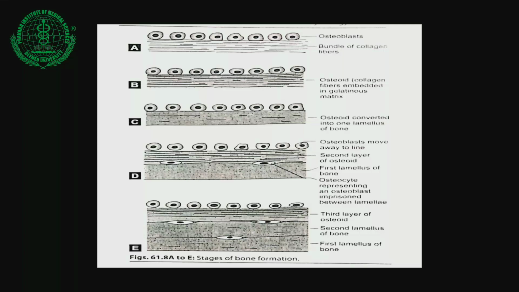In diagram A we have the osteoblast. In diagram B, osteoid formation. In diagram C, osteoid converting into lamellae. In diagram D, osteoblasts move away to the second layer of the osteoid. In diagram E, the third layer of osteoid, where the second lamella of the bone has formed.